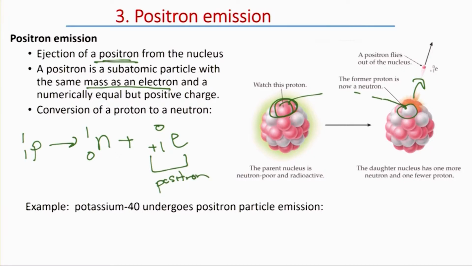All right, this is usually if you are neutron poor and you need to get more neutrons, you convert a proton into a neutron. So example of that is that the radioactive isotope of potassium, potassium-40, will undergo positron particle emission. Let's draw that out. We have K, atomic number is 19. That's on the reactant side. And then on the product side, we have the positron being emitted.